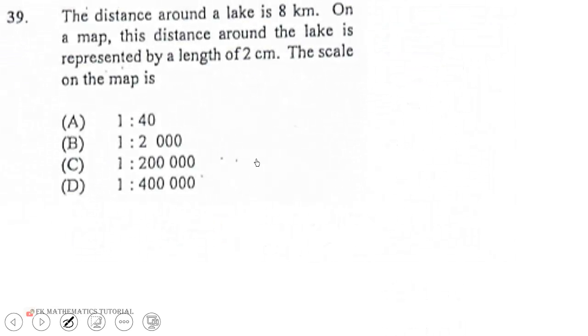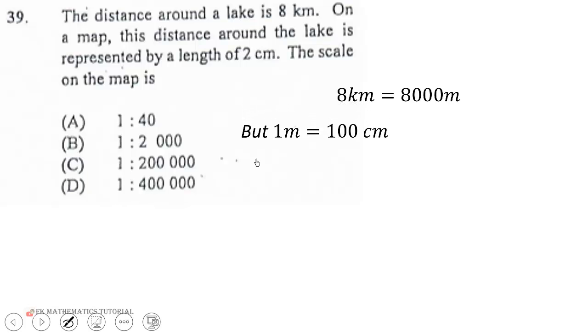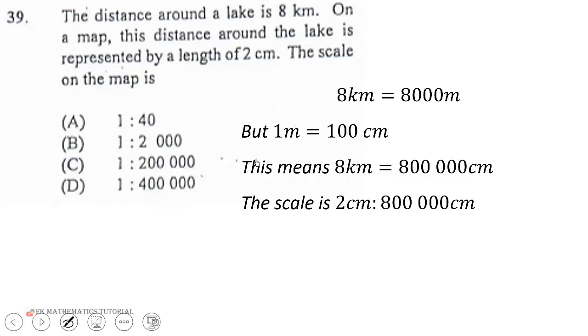Item 39. The distance around a lake is 8 kilometers. On a map, this distance around the lake is represented by a length of 2 centimeters. The scale on the map is, so 8 kilometers is 8,000 meters, and 1 meter is equal to 100 centimeters. So this means that 8 kilometers is equal to 800,000 centimeters. So 2 centimeters is equivalent to 800,000 centimeters. Therefore, 1 centimeter is to 400,000. That is the scale of the map.